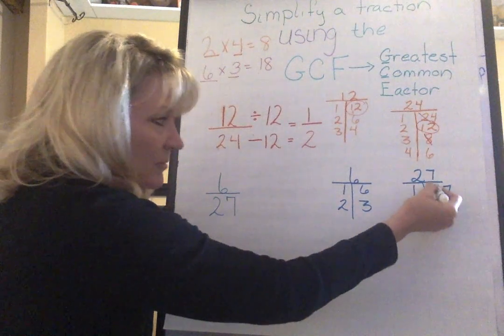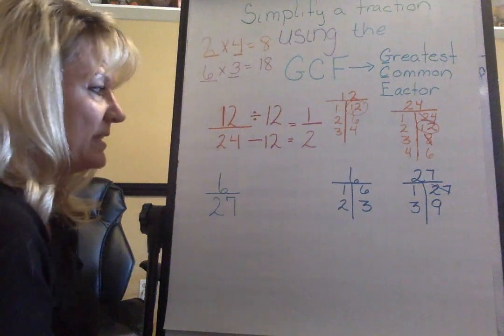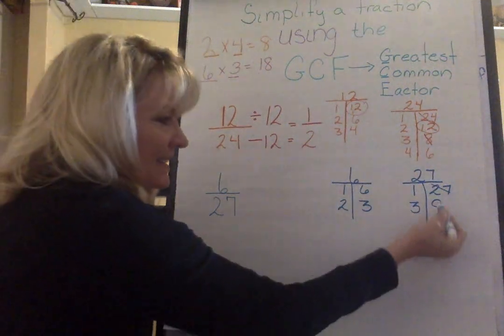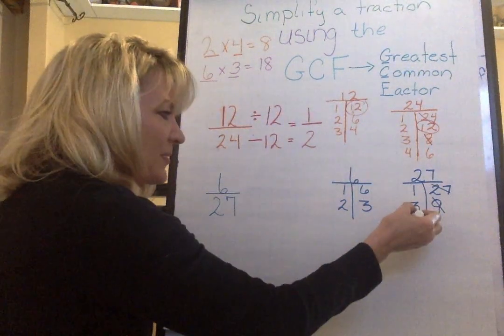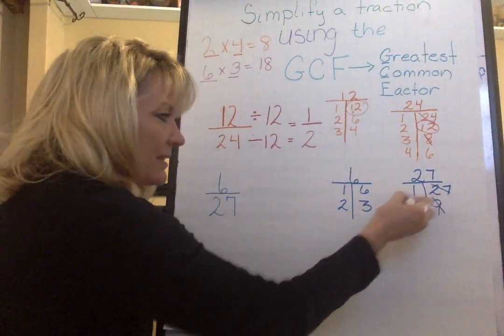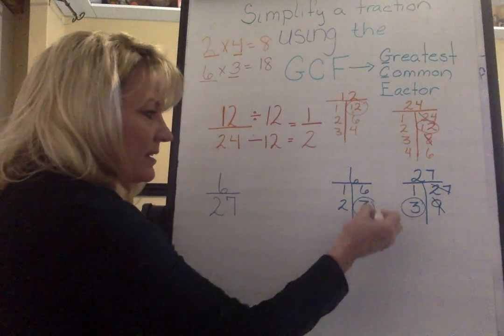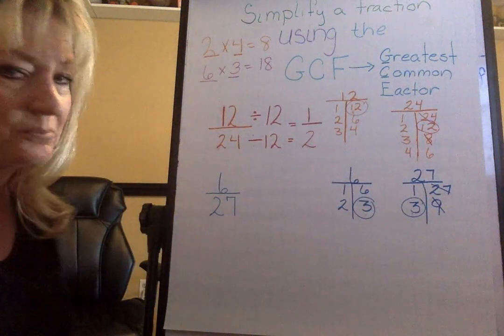All right, so now I've got to find the greatest common factor. Well, here's the biggest number I see, but no, they both don't have a 27. Then I see a 9. No, there's no 9 over here. Well, I see a 3, and this one has a 3. That's my greatest common factor.